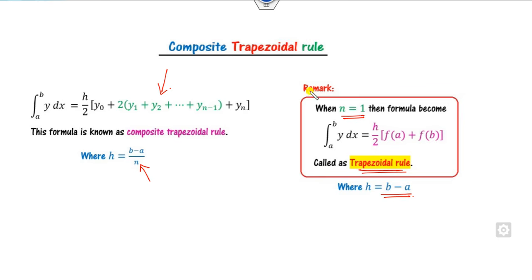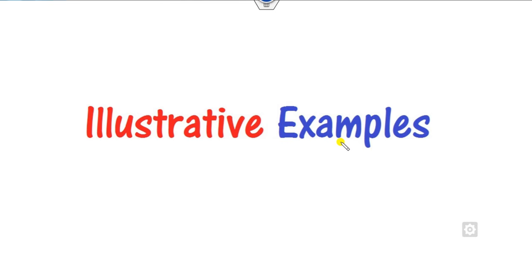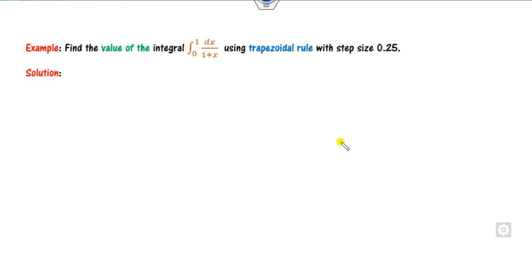If somebody asks you to solve the problem by the trapezoidal rule, then we can simply take n as 1. And what is f of a? That is the function value at the lower limit plus f at the upper limit. What is f of x? f of x is nothing but this one. Now I will explain this through several examples.